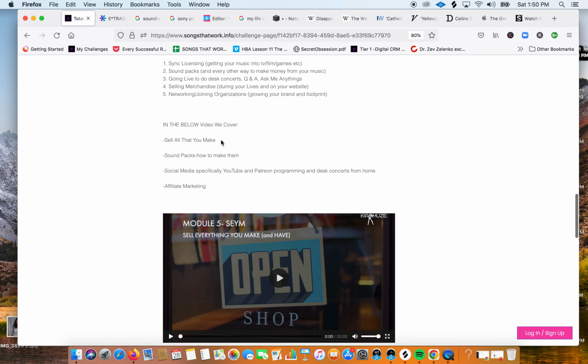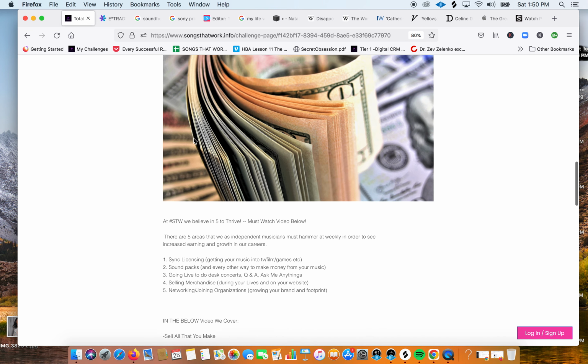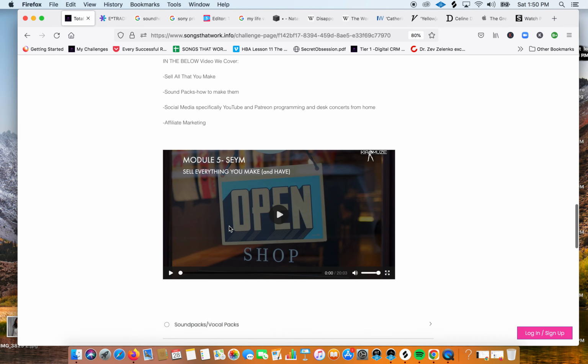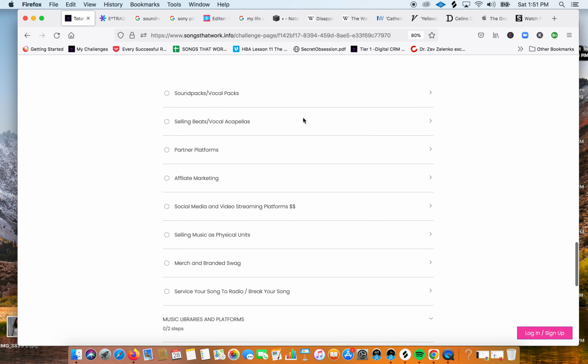Moving on, let's talk about sound packs. Again, in this section called Other Ways to Make Money from Your Music, there is a sound packs section, a vocal pack section, and a selling beats section, and this is only in the full version. If you have hard drives full of sounds, B and C content, songs you started but did not finish, you should be earning off of that music.